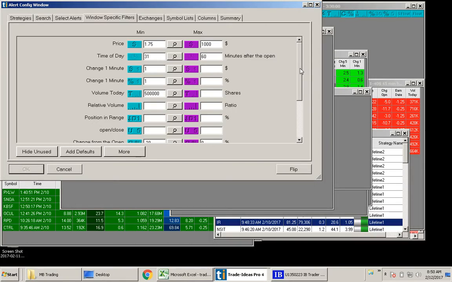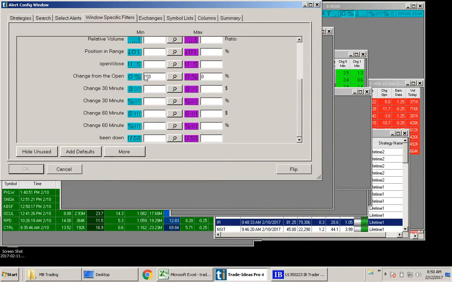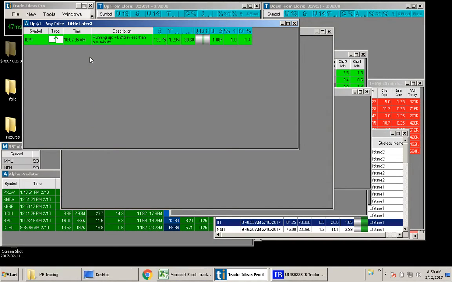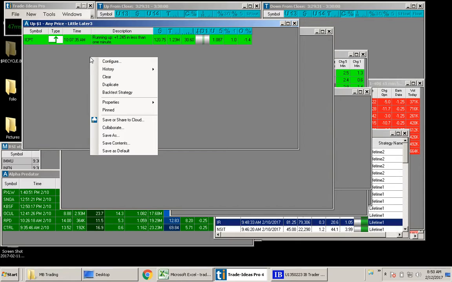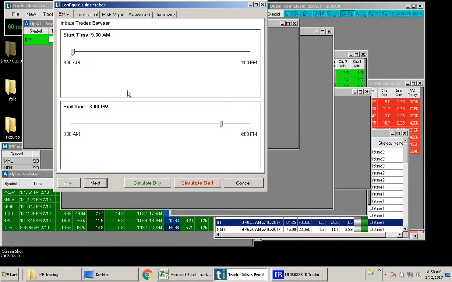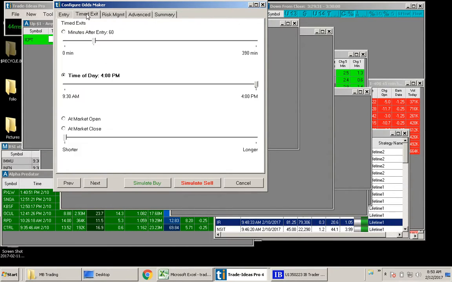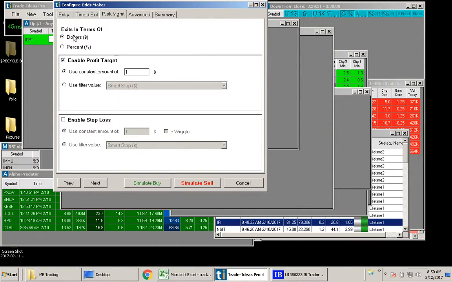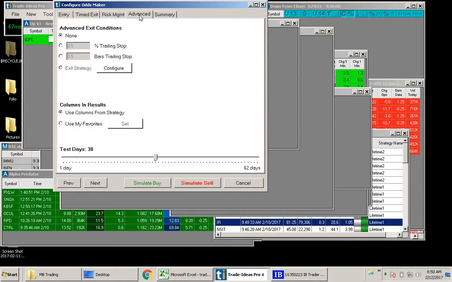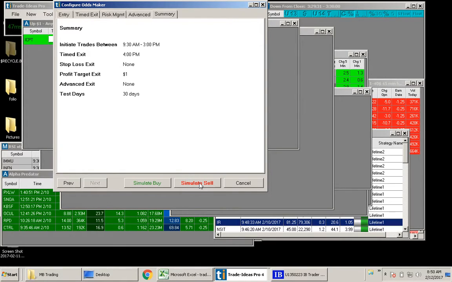I said, let's look for stocks whose change from the open is greater than 20%, but that are definitely not trading above their open price. Let's take this strategy and backtest it. We right click on the window, choose backtest strategy, and the start is 9:30. We're going to go to the end of the day, exit with a $1 profit target, and simulate sell.